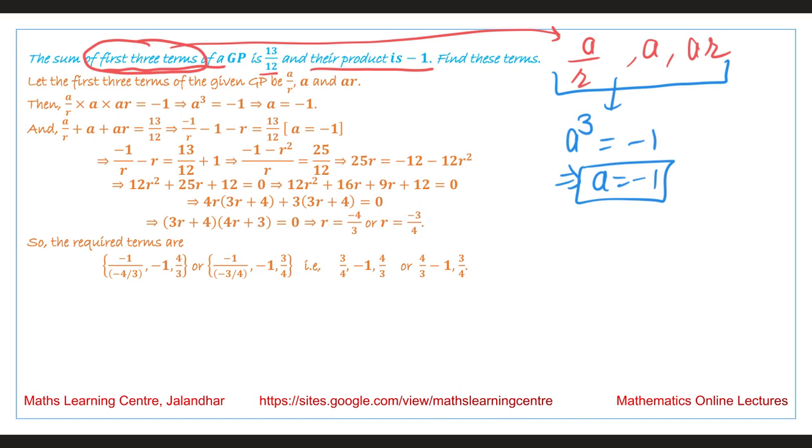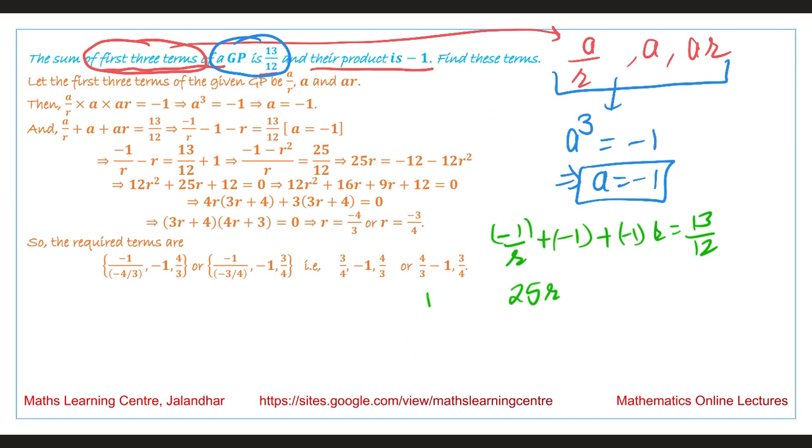Now it is given that the sum is 13 by 12. So what we obtain from this is minus 1 by R plus minus 1 plus minus 1 into R, which is equal to 13 by 12. Now if we solve this equation, we obtain the quadratic equation 12R squared plus 25R plus 12 equal to 0, and this gives us the value of R as minus 4 by 3 or minus 3 by 4.